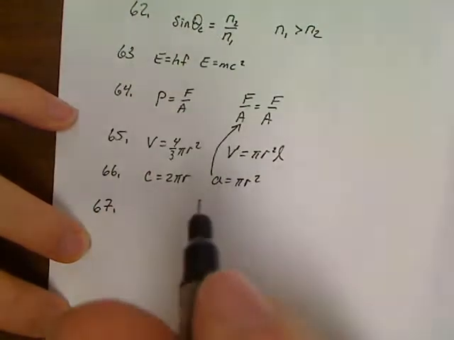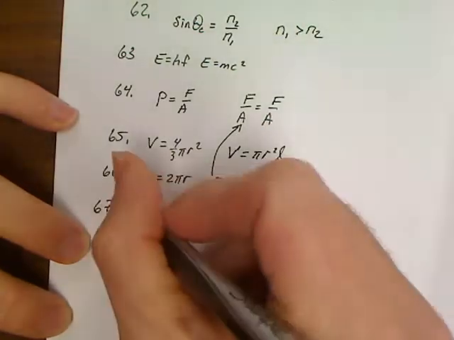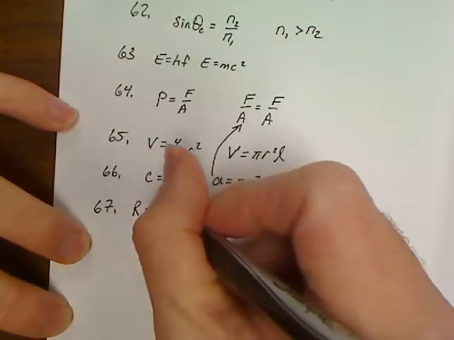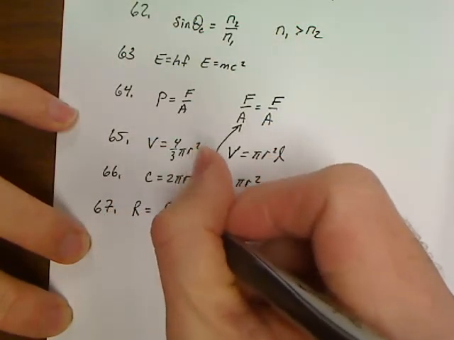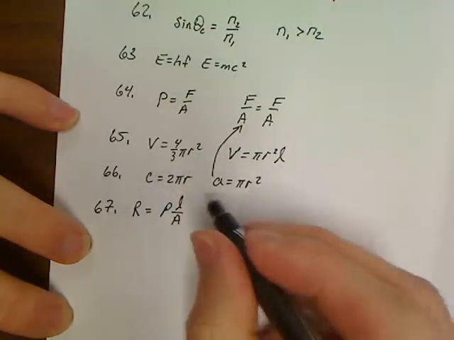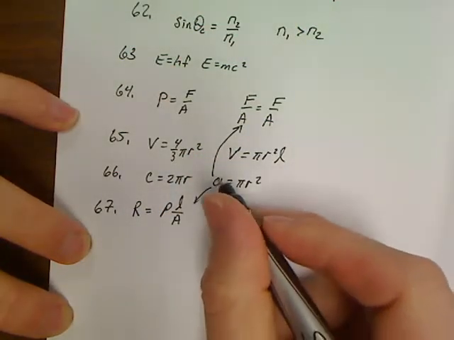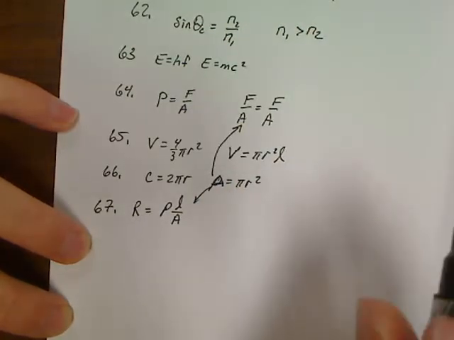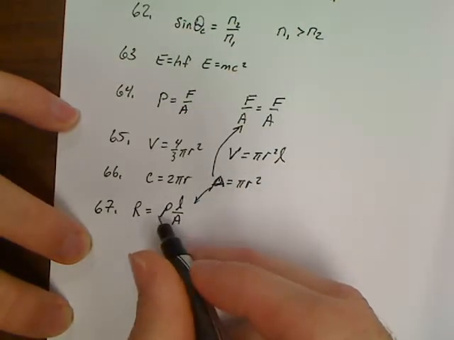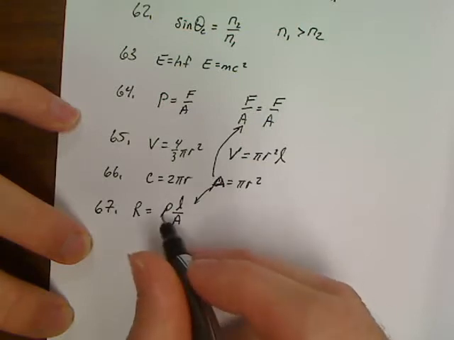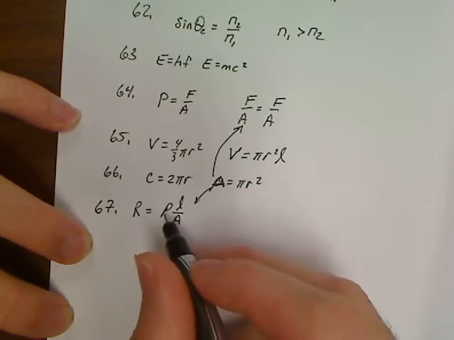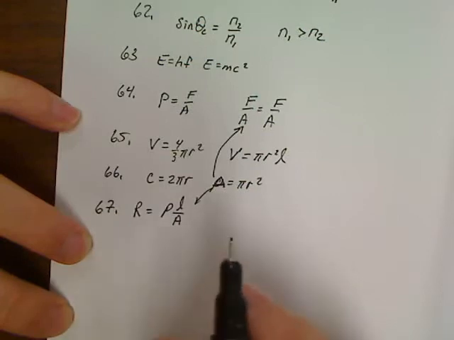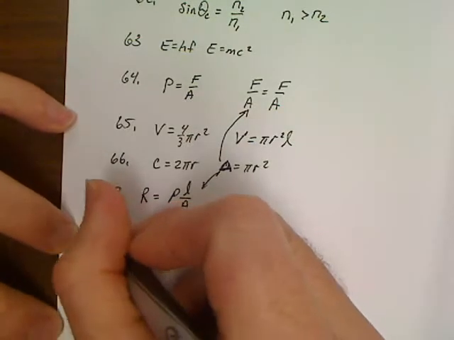67. Resistance of a wire. Resistance in a wire is equal to rho L over A. And once again, we'll probably use area mixed back in with that. This little rho is resistivity. Remember, every wire has a different resistivity. The lower the resistivity, the more conductive the wire is.